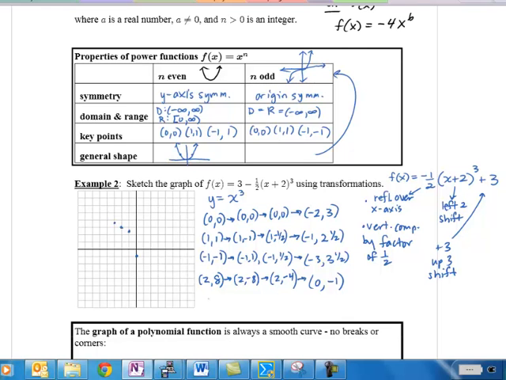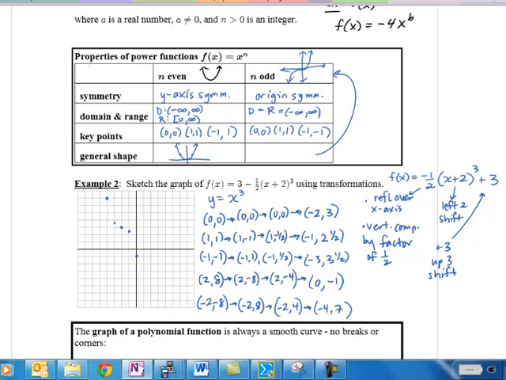I could also track what's going to happen. I would have had -2, -8 on my original graph also. If I reflect that, I have -2, 8. Compress it vertically, I have -2, 4. Go left 2 and up 3, that's going to be -4, 7. So let's include that point too.